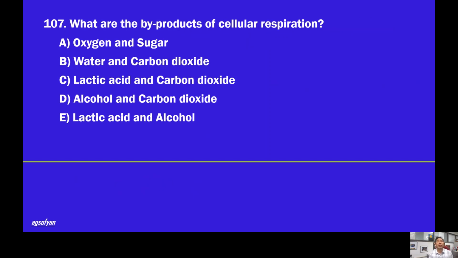107. What are the byproducts of cellular respiration? Oxygen and sugar, water and carbon dioxide, lactic acid and carbon dioxide, alcohol and carbon dioxide, lactic acid and alcohol. Choose your answer. Yeah, the byproducts of cellular respiration will be water and carbon dioxide.